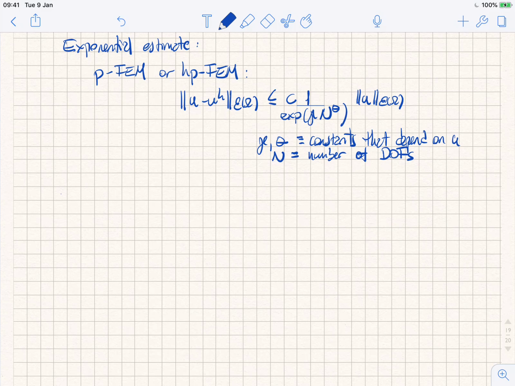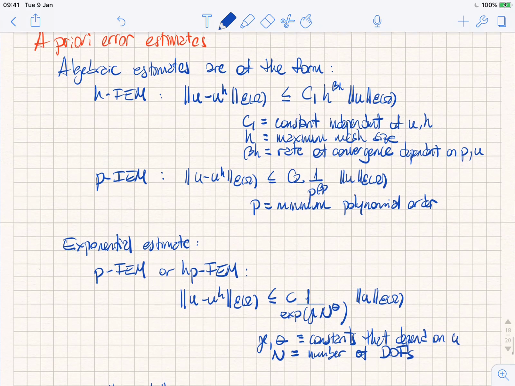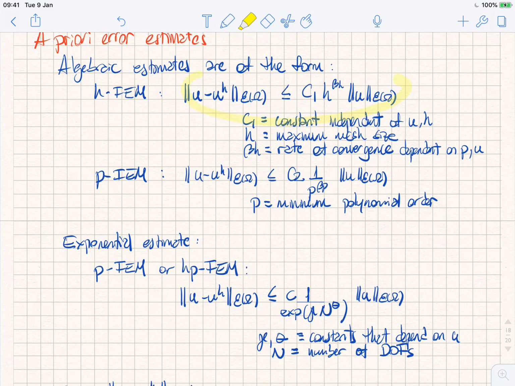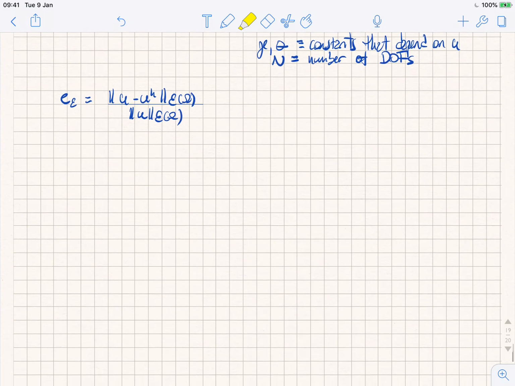Okay, so let's define our error, and it's going to be our relative error. So I'm just going to combine these two here, and I'm going to define this E as just U minus UH divided by U. This is the relative error in the energy norm. Okay. So now I'm going to take this equation here, and I'm going to take the natural logarithm to both sides. I just want to plot that function to see how it looks like.